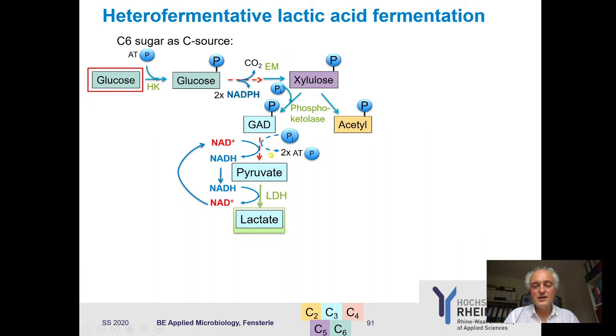We do the same. We are here with my glyceraldehyde 3-phosphate, pyruvate, lactate. So this is straightforward. I directly convert it. So this is the part which is the same in homofermentative lactic acid fermentation, and of course also in heterofermentative lactic acid fermentation. If I start with a pentose, it's the same. Now what happens with my acetyl phosphate? The problem here is that I have produced 2 reduction equivalents.